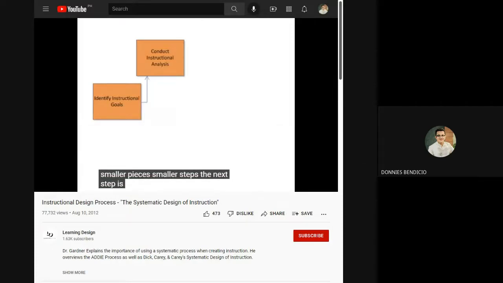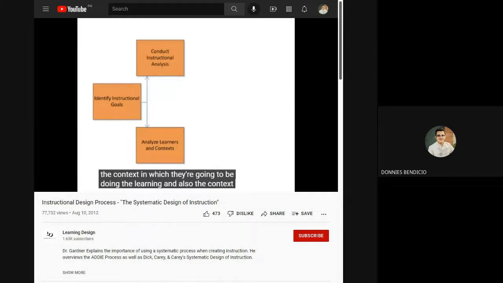The next step is to analyze the learners and their contexts. In this step, the goal is to understand who the learners are, the context in which they're going to be doing the learning, and also the context in which they will actually use the skills. It's important to know where the learners are so you can build off of that starting point. As soon as you've done these two analyses, the next step is to create or write performance objectives. These are specific statements of what learners will be able to do when they complete the instruction.